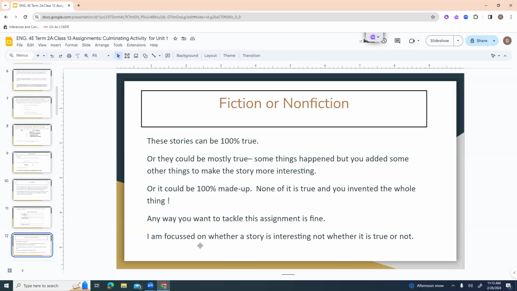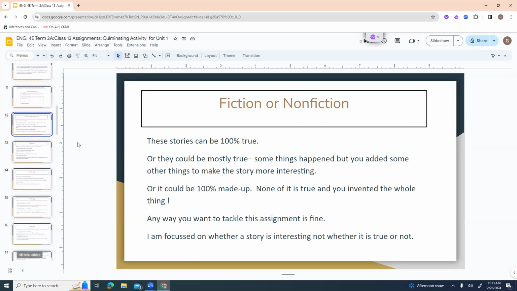I am focused on whether a story is interesting, not whether it is true or not. And here's my thing. For me personally, I think that sometimes writing fiction, things that are made up, is a little bit easier than writing nonfiction. Because with nonfiction, you're kind of stuck with what actually happened. And sometimes what actually happened wasn't that exciting. Most of us have pretty ordinary lives. We're not really living Mission Impossible type lives, right? So I feel like fiction's easier because I can add all sorts of crazy and wild and interesting things. But that's just me. You are welcome to write however you want to write.